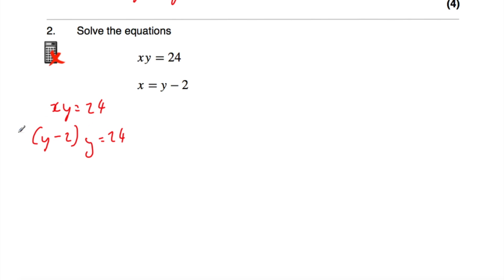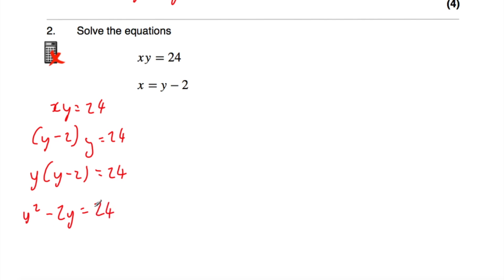And actually I'm just going to put the y in front of this bracket. So we've got y bracket y minus 2 is equal to 24. So I've just changed the order of that multiplication there. Okay, now we're going to expand our brackets. So y times y is y squared, and y times minus 2 will be minus 2y, and that equals 24.